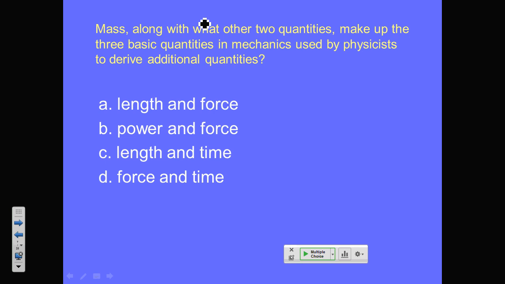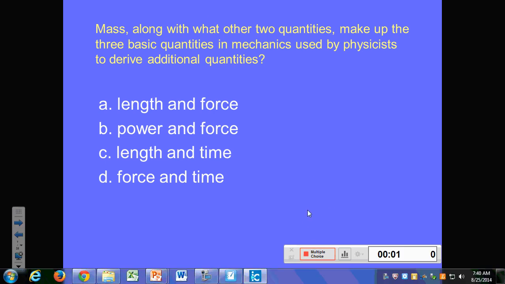All right, mass along with those other 2 quantities make up the 3 basic quantities that we use. Mass, what, and what? 15 more seconds. Stop at 30. Somebody else out there? Alright.